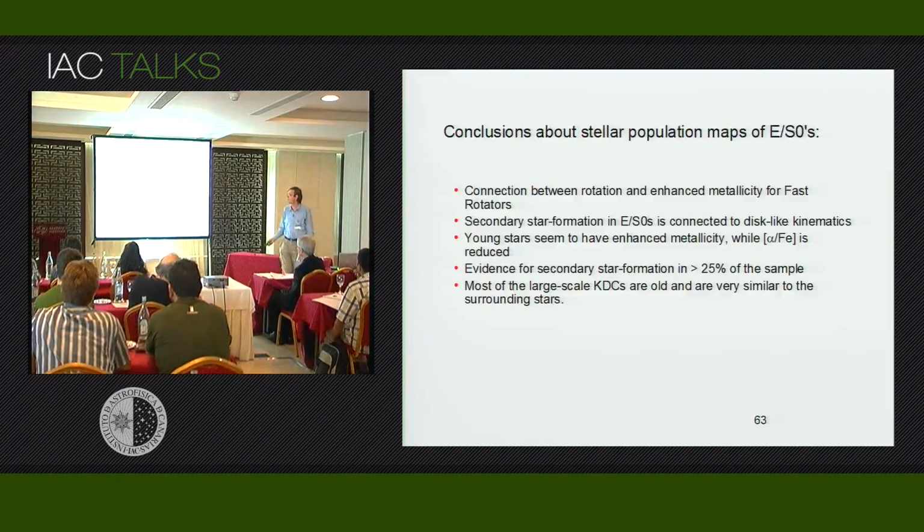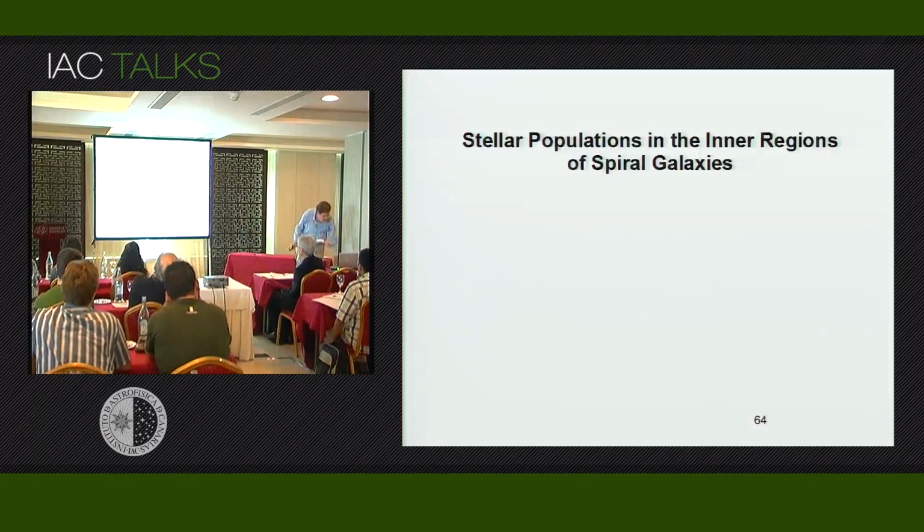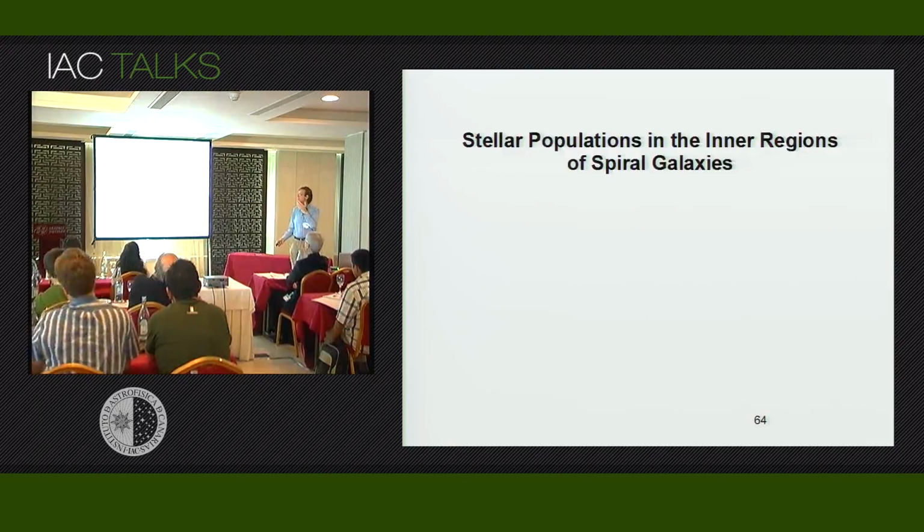And there's evidence of this enhanced secondary star formation in about 25% of the sample. Of course, that number has an error, it's 48 objects. The sample selection is not random, so it could be plus or minus 10-15%. But the KDCs, they have different stellar populations.